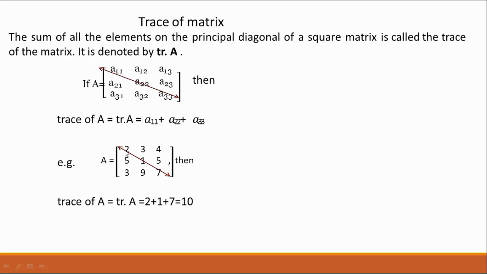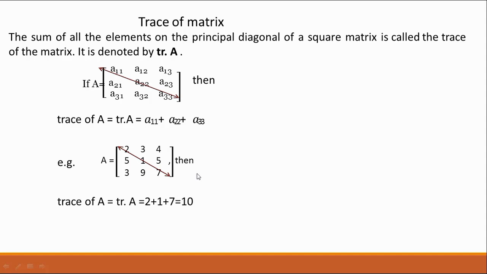For example, in this matrix 2, 1, 7 lie on the principal diagonal. If we add these numbers, then we get the trace of the matrix. 2 plus 1 plus 7 is equal to 10, so this is the trace of the matrix.